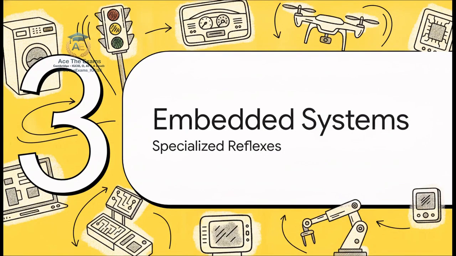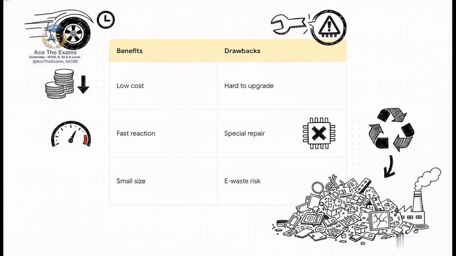Section 3. Embedded systems everywhere. Specialized reflexes. Now that we know how the core brain works, let's zoom out to the macro level. Not every computer is a fancy laptop or a smartphone. Many are hidden in plain sight, acting as specialized reflexes for other machines. We call these embedded systems. They are specific combinations of hardware and software designed to do one single task perfectly. Think of the anti-lock braking system in your car or the timer circuit on your washing machine.